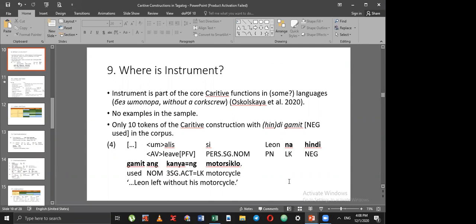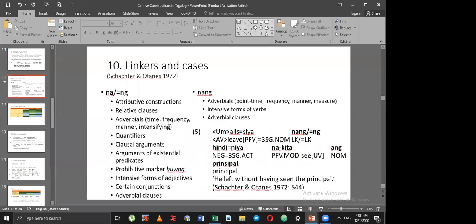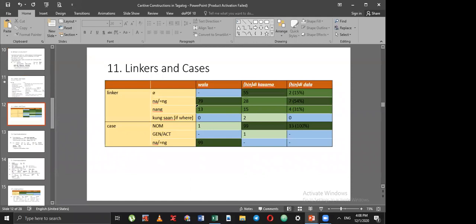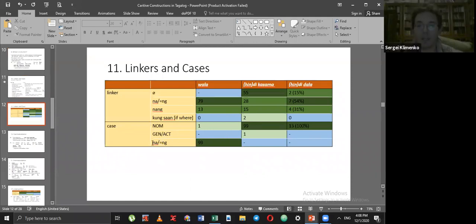Sorry if I somehow missed it or just don't remember. Do you understand correctly that wala is used mainly in your sample only with this linker, right? With like walang, right? Correct. In 99 cases, the argument, the absentee with wala is introduced with the linker na.